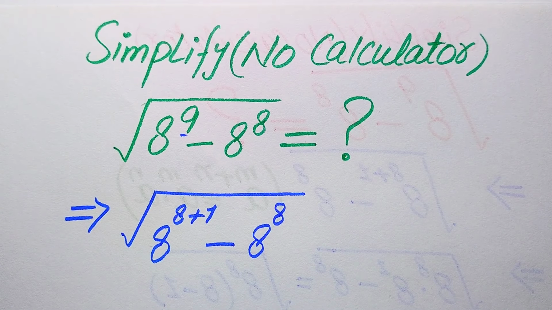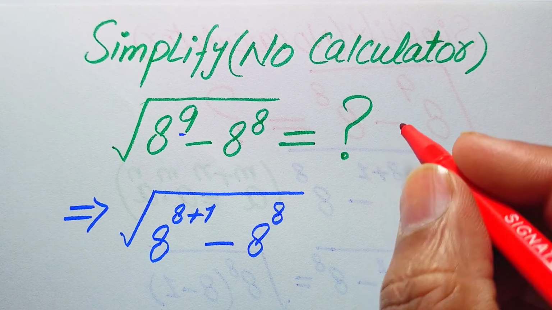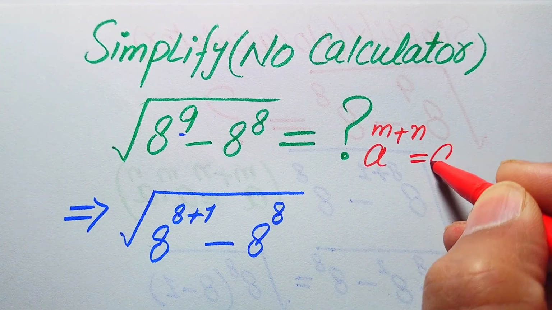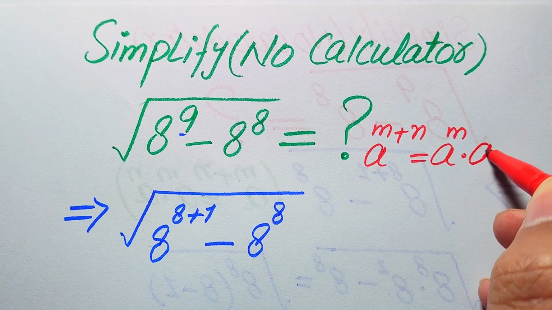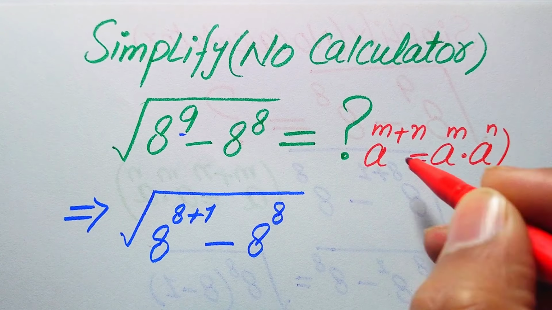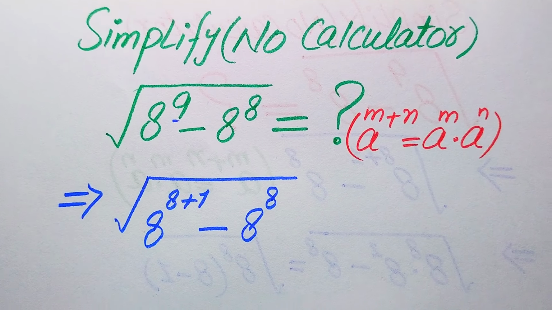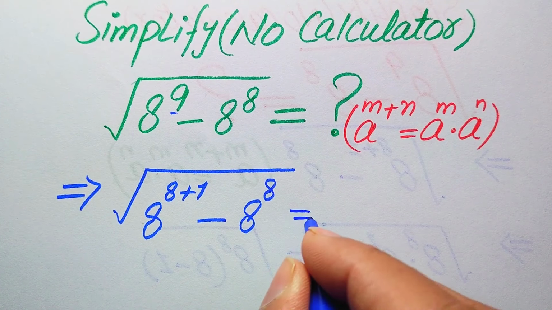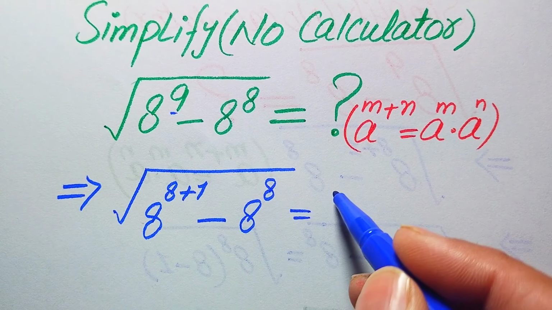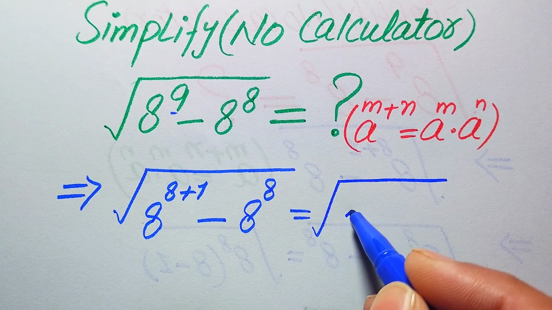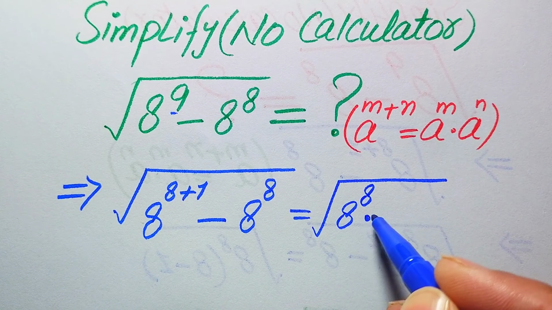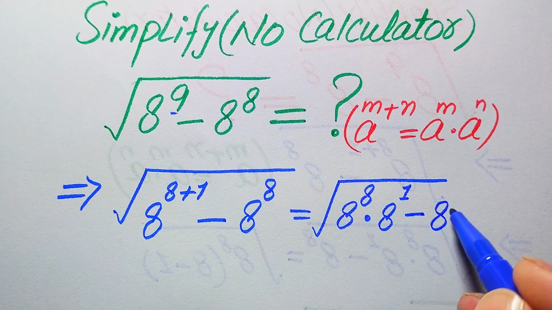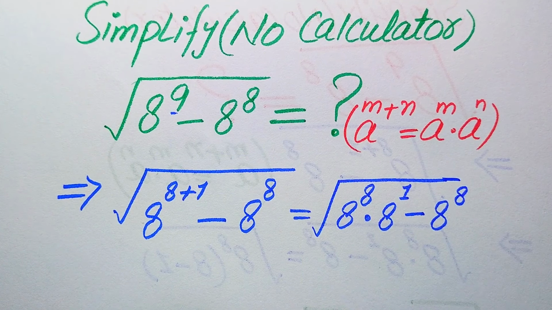In the next step we use the exponential law. You know that a to the power of m plus n is equal to a to the power of m multiplied by a to the power of n. According to this rule of exponents, we break this exponent in this form. We write it as a to the power of 8 multiplied by a to the power of 1, minus a to the power of 8.